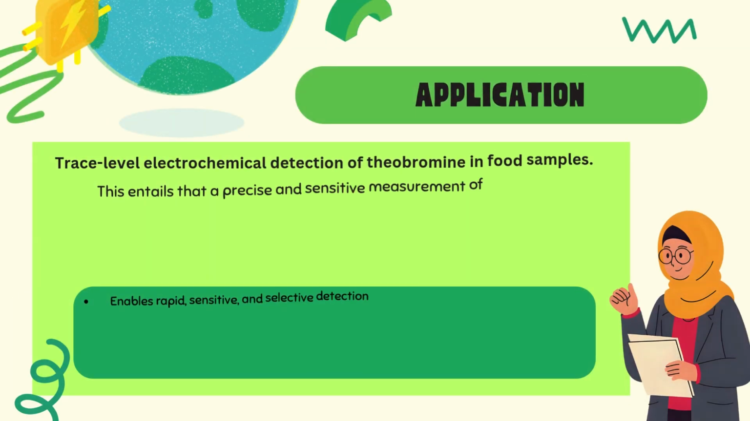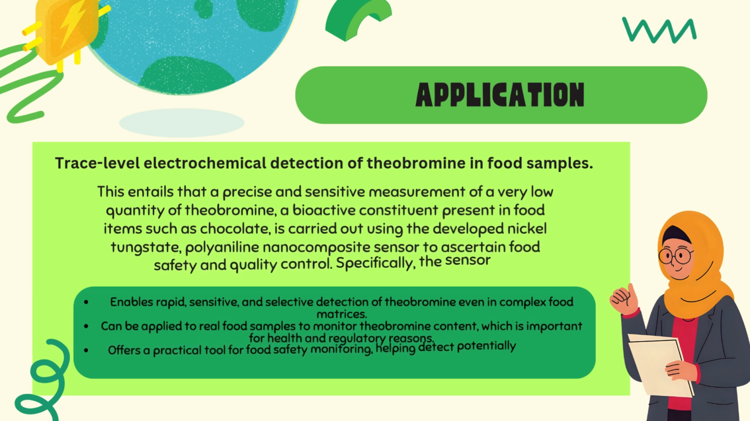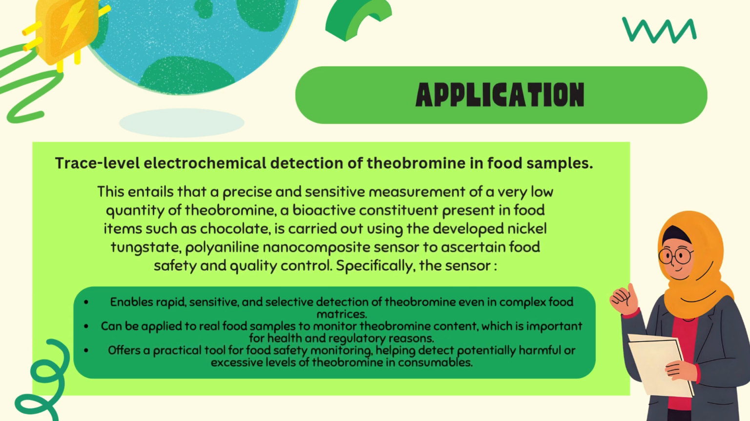This work presents a novel electrochemical sensor designed to detect trace amounts of theobromine, a compound commonly found in foods like chocolate. This sensor uses nickel tungstate nanospheres combined with a conductive polymer called polyaniline to create a highly sensitive and selective detection platform. The main application of the sensor is in food safety and quality control, but it can rapidly and accurately measure very low levels of theobromine in complex food samples. This is important because monitoring theobromine helps ensure food products meet safety standards and protect consumer health. Compared to traditional methods, this electrochemical sensor is faster, more cost-effective, and easier to use.